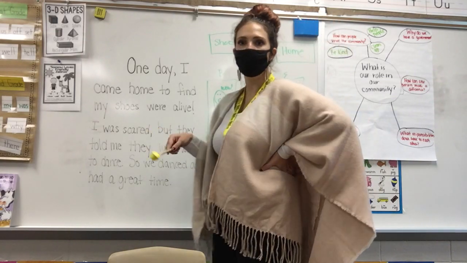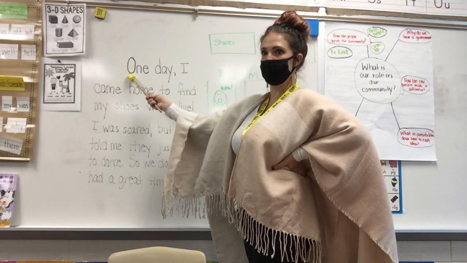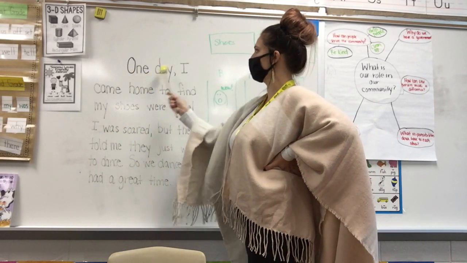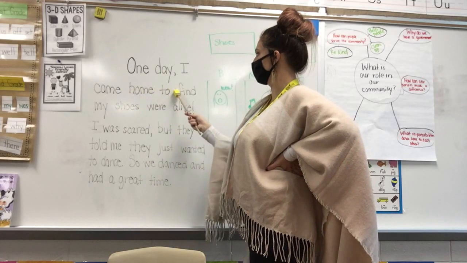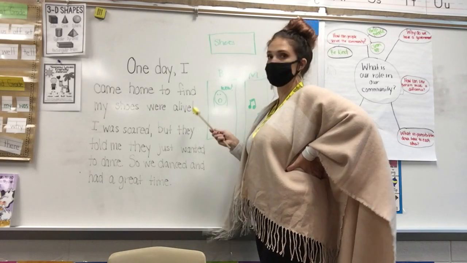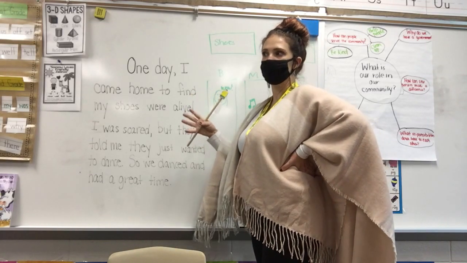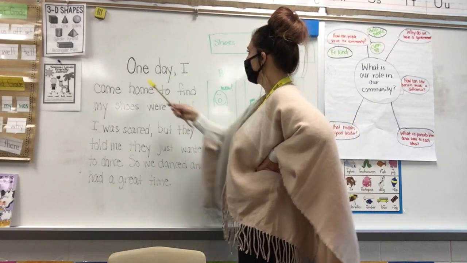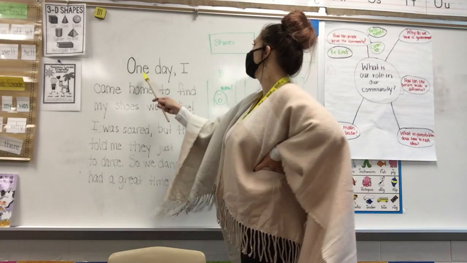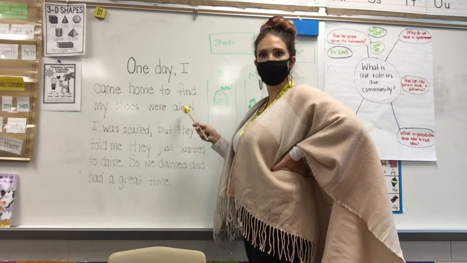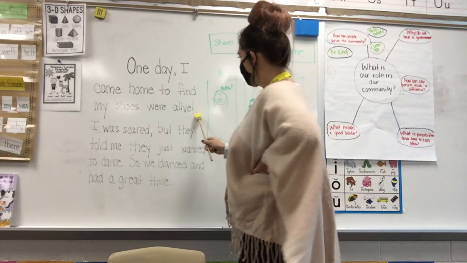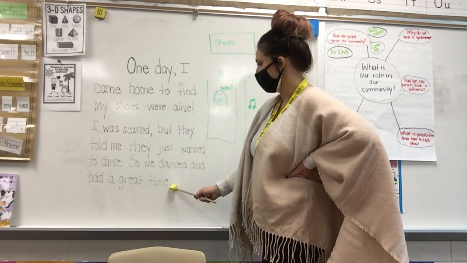When you are writing your paragraph, make sure each sentence starts with a capital letter. Make sure you have spaces in between your words so it's easy to read. And make sure each sentence ends with an end mark. Right here, I used an exclamation point. Exclamation points have more emotion in them, like mine says, one day I came home to find my shoes were alive! Or if it was a period, it would say, one day I came home to find my shoes were alive. It's up to you how you want your story to sound because you are the writer. Down here I used a period, and down here I used a period at the end.